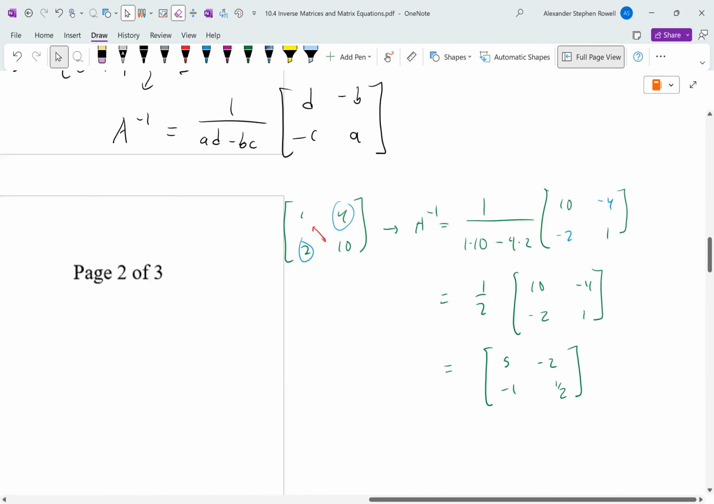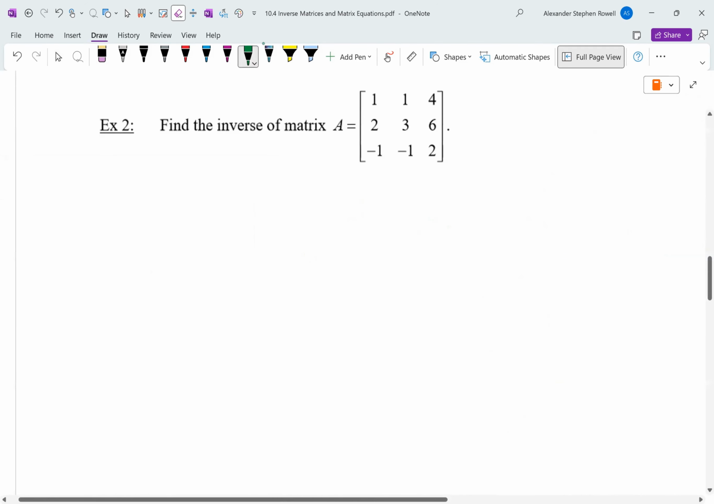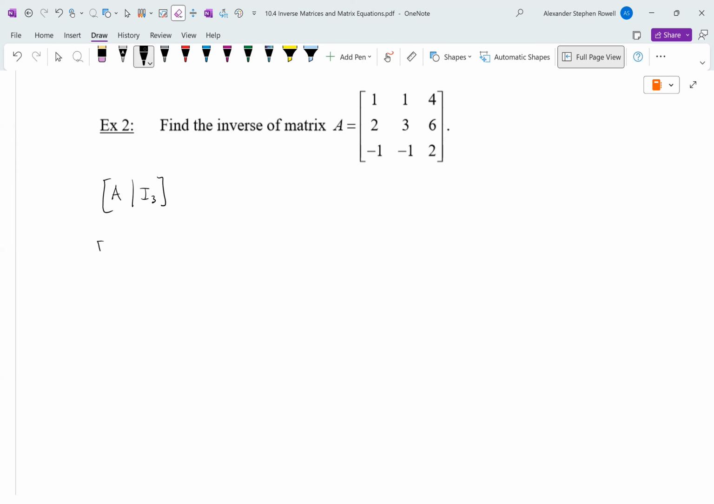All right, any questions about this so far? Find the inverse of a 3 by 3. We don't have a formula for this. It would be crazy. Yeah, it would be harder to memorize it than actually to do the procedure, probably. So let's go ahead and find the inverse of this matrix. Augment A with the identity of a 3 by 3. So that would be 1, 1, 4, 2, 3, 6, -1, 2. And the identity is 1, 0, 0, 0, 1, 0, 0, 0, 1. All right, I want this to be a 1. And I want to make these numbers zeros.